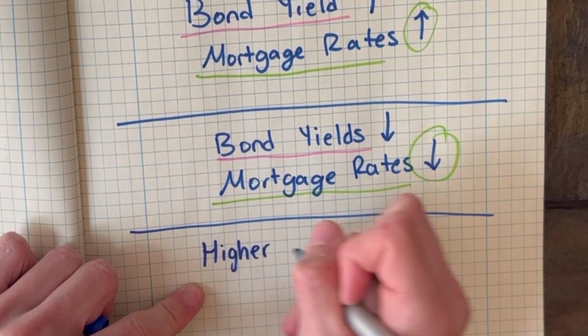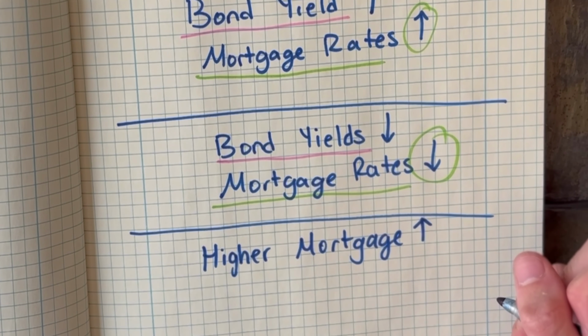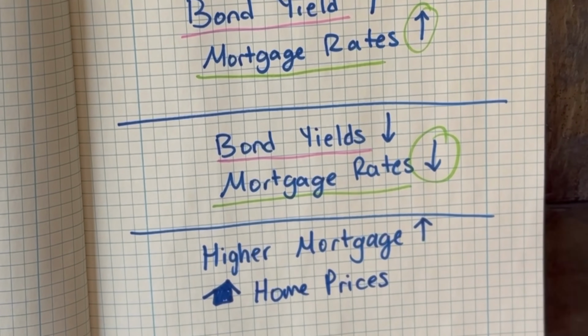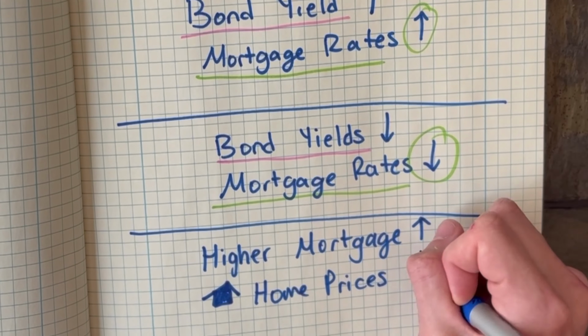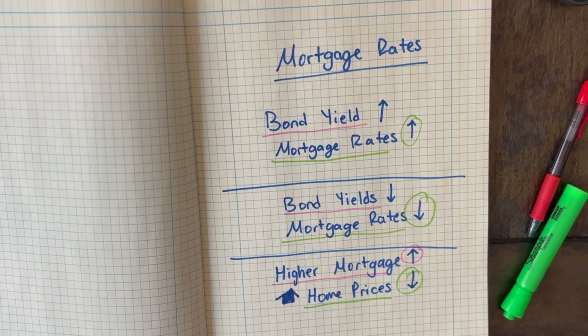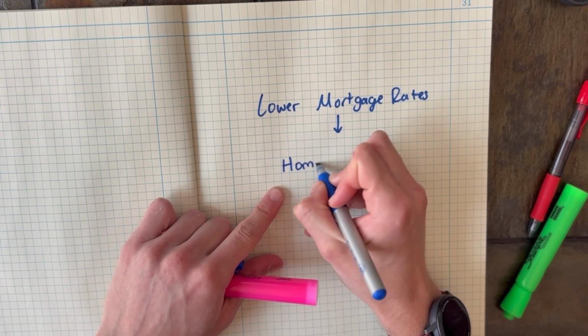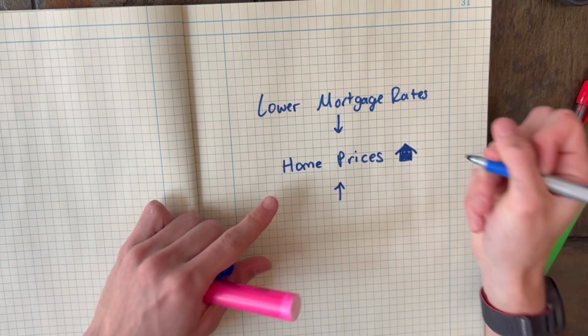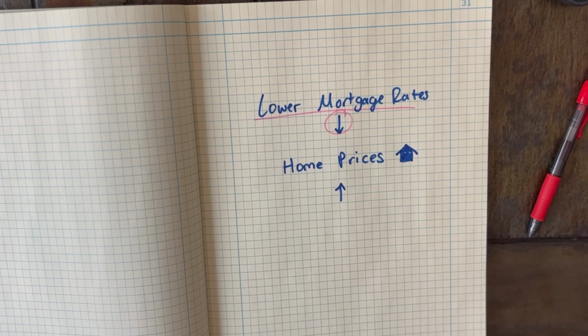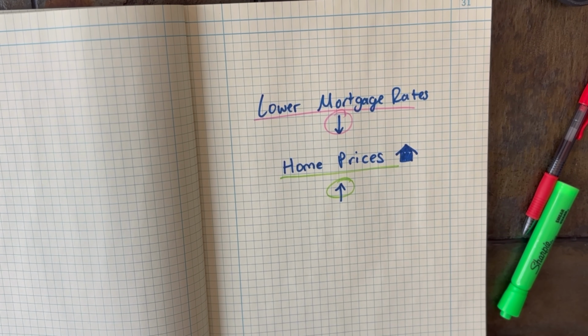Higher mortgage rates decrease demand for homes because of the higher cost associated with purchasing a home, and this decrease in demand decreases home prices. Now, lower mortgage rates increase demand because more people can afford purchasing a home. It costs less to take out that mortgage. So an increase in demand for homes, in turn, increases the price because there's more competition.